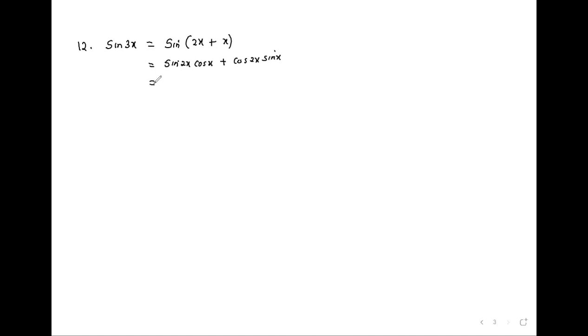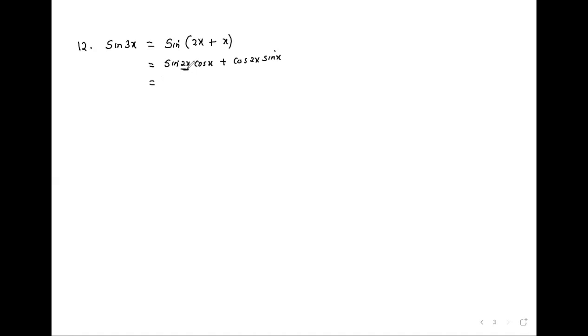Now expressing this in terms of sine. It must be expressed in terms of sine x only, meaning that the power should be 1. So not in a double angle form.